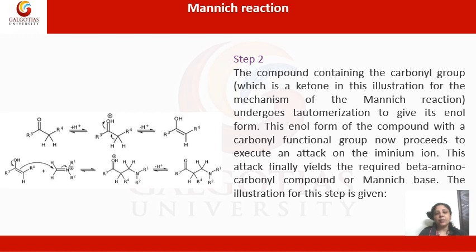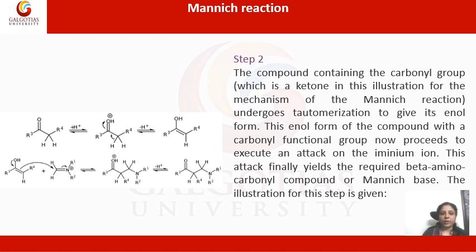Now the second step for the Mannich reaction. The compound containing the carbonyl group, which is a ketone in this particular illustration of the mechanism, undergoes tautomerism to give its enol form. This enol form of the compound with the carbonyl functional group now proceeds to execute an attack on the iminium ion. This attack finally yields the required beta amino carbonyl compound or the Mannich base, which is illustrated in the particular example.